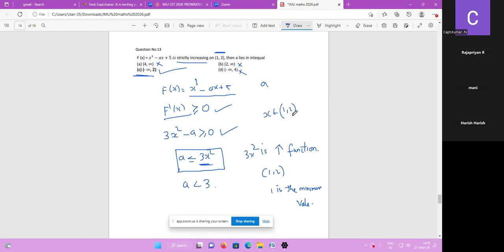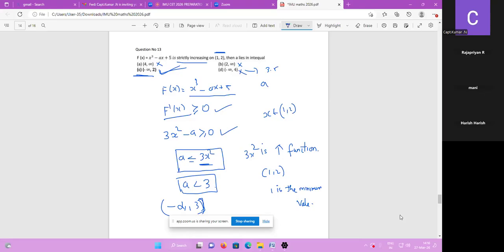Since 3x squared is an increasing function, we have to find the minimum value of 3x squared in the interval 1, 2. What is the minimum value of 3x squared in the interval 1, 2? Nothing but at x equal to 1. So a should be less than 3. So minus infinity to 3. That's the value, so the option which contains it is the only one. Option D contains 3.5 also, which doesn't work. So C.